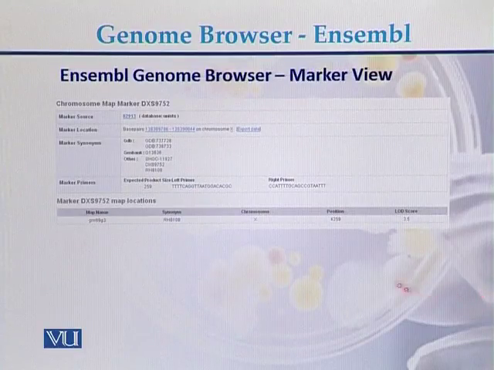With the help of Ensembl Genome Browser, we can also view the markers which are present on the genome. This is the example of a marker, DXS9752. So this is the marker which is present on chromosome X. This is the expected product size. Here is the left primer, and here is the right primer. So with the help of Ensembl Genome Browser, we can also view the markers which are present on the different chromosomes.